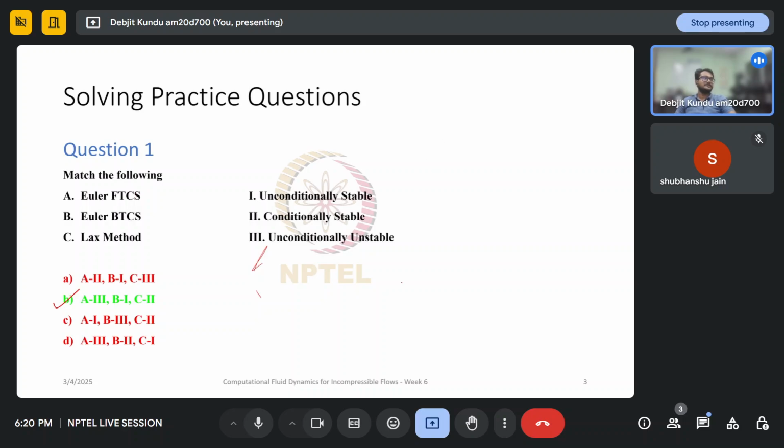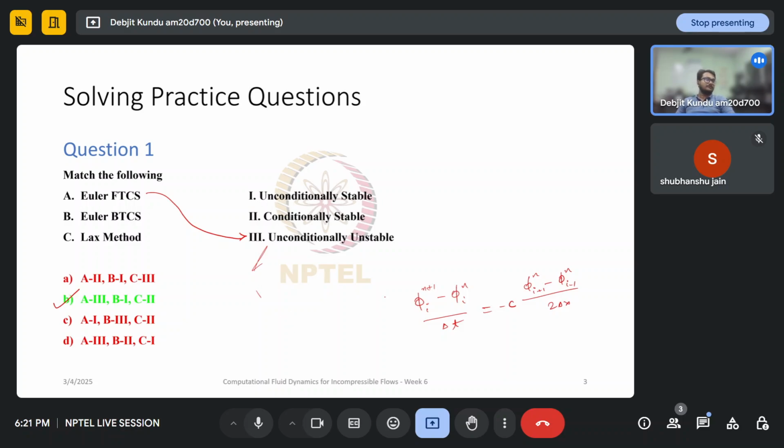So Euler FTCS. What you do over there is you take forward in time, so n plus 1 minus n divided by delta t. And on this side, you have central difference, so I plus 1 minus I minus 1 divided by 2 delta x. And since it's FTCS, these are both n. So this is the explicit scheme. And as it turns out, this is unconditionally unstable. So it's not really useful.